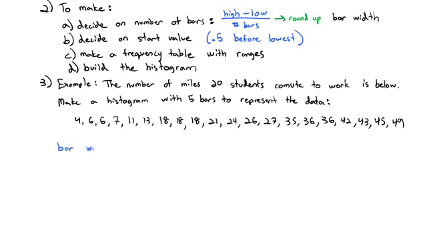So for our bar width, we need to take the high minus the low divided by the number of bars. So the high is 49 and the low is 4. 49 minus 4 divided by the 5 bars is 9. Now it's exactly 9, so I have to round that up to 10 is my width. Always round up to the next whole number. Otherwise, your last values won't be included in the last bar.